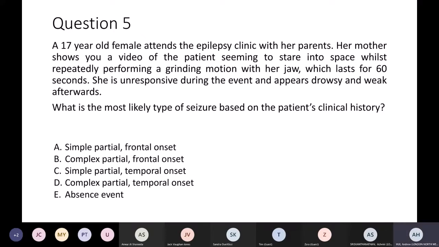So a 17-year-old female attends the epilepsy clinic with her parents. Her mother showed you a video of the patient seeming to stare into space whilst repeatedly performing a grinding motion with her jaw, which lasts for about 60 seconds. She's unresponsive during the event and appears drowsy and weak afterwards. What is the most likely type of seizure based on the patient's clinical history?